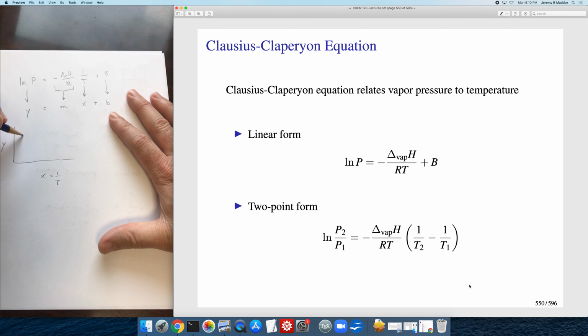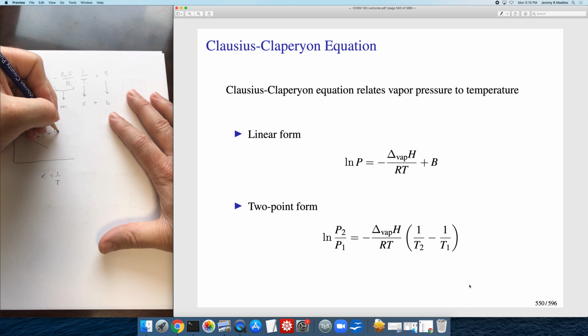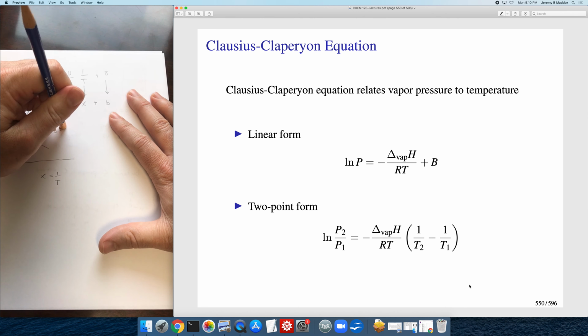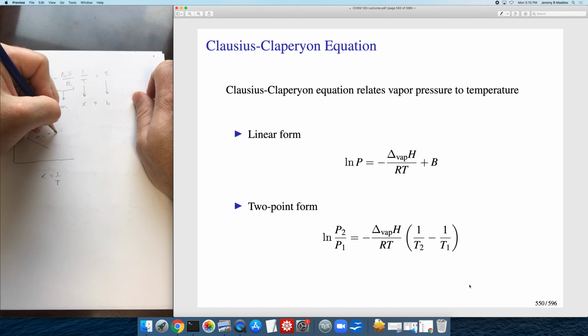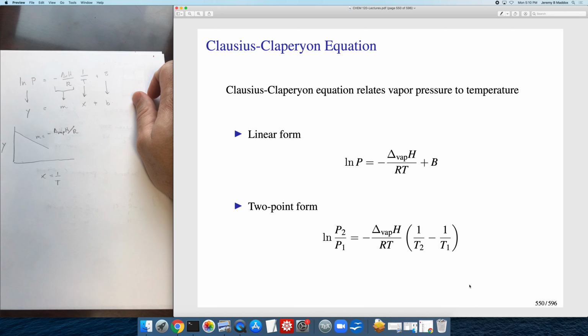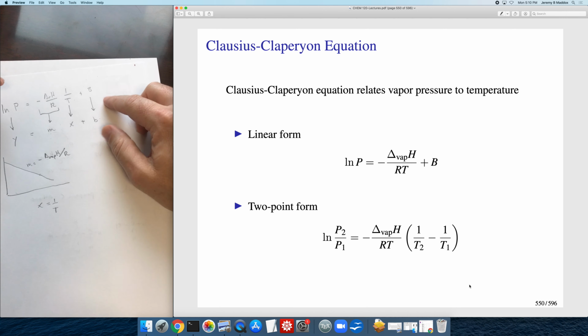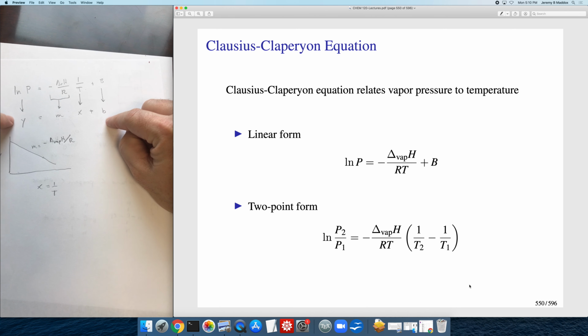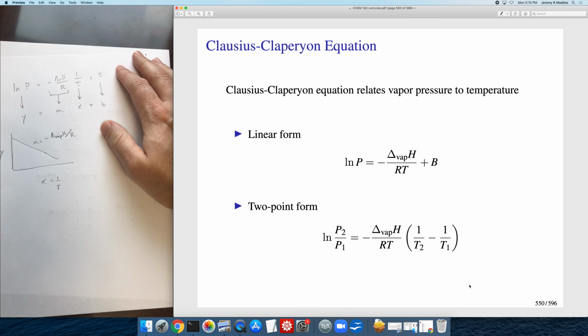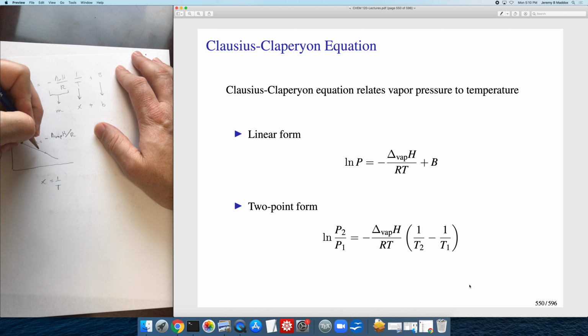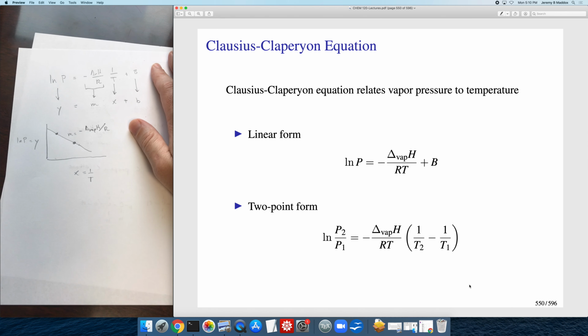We're going to get a downward sloping line where the slope is equal to minus the enthalpy of vaporization divided by the gas constant. So this is why I call it the linear form, because you can make it look like a line when you plot it. And then the two-point form just refers to the fact that any 2 points along a line are connected to one another through the linear equation.